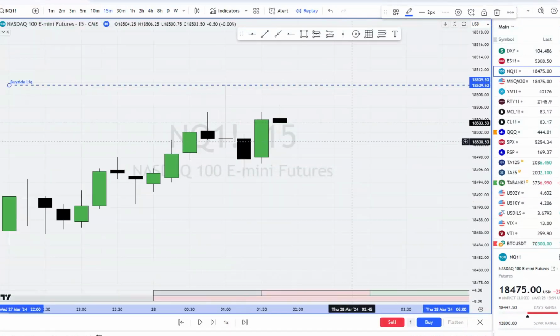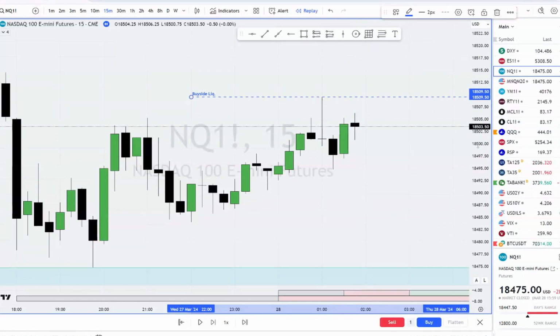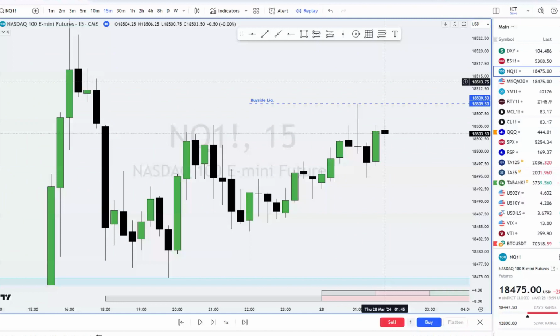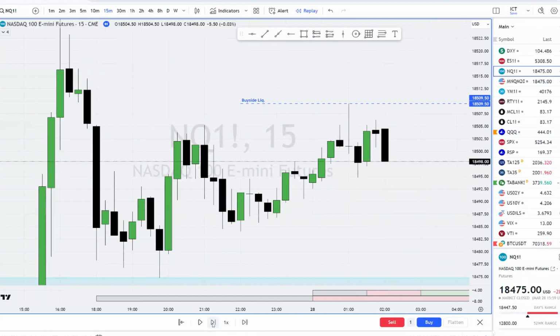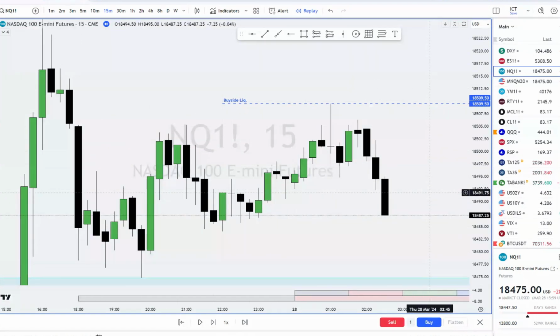Going to the 15 minutes, we can clearly see that we have buy side liquidity, right? And this buy side liquidity is basically an external liquidity for this movement, right? And this is before we actually go into the graph. Let's play forward and go to the actual session.